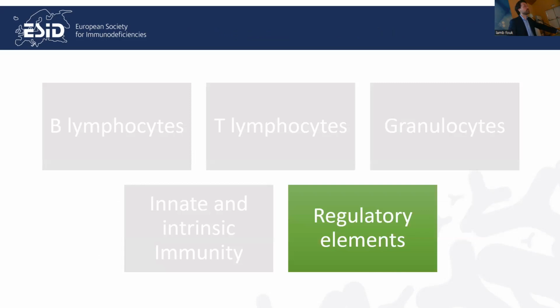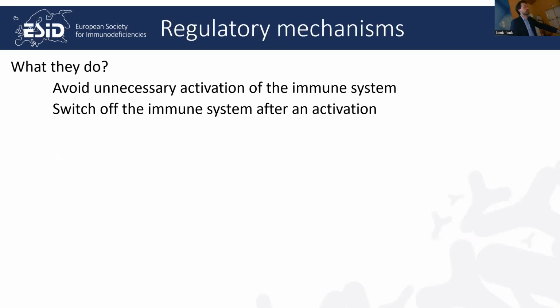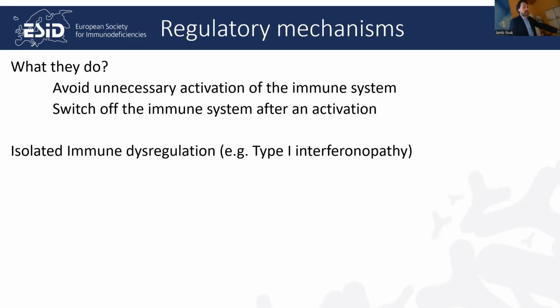Then there are the regulatory elements. Up to now, we have seen what the immune system can do, but the immune system is a very, very powerful machine. So it needs brakes. What do regulatory mechanisms do? They avoid unnecessary activation of the immune system, or if the system has been activated, they switch it off after the activation. So what defects can there be?